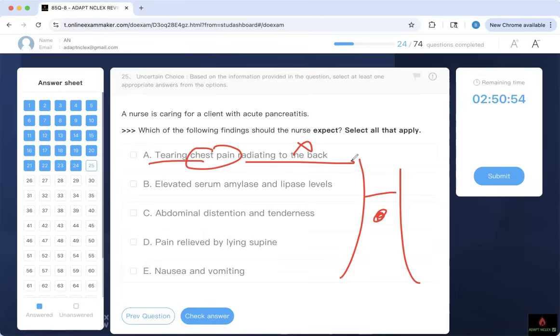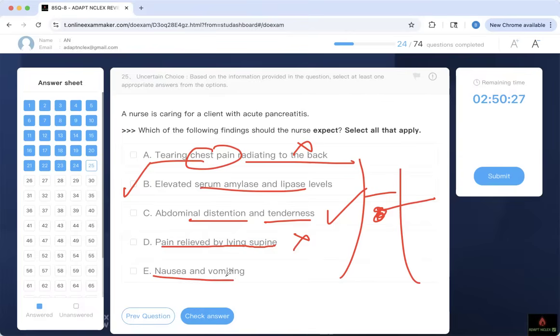It's epigastric pain radiating towards the back. Your amylase and lipase are going to go up. That's an expected finding. You're going to have abdominal distension and tenderness. Expected finding. Pain relieved by lying supine? No, the pain is relieved by the fetal position. When you lie supine, it's going to hurt more.